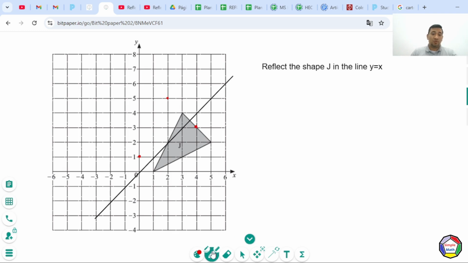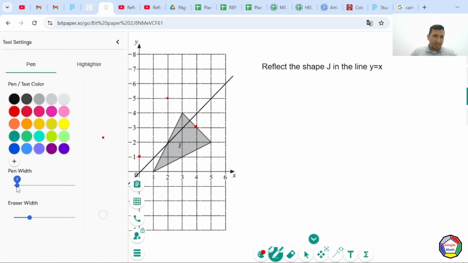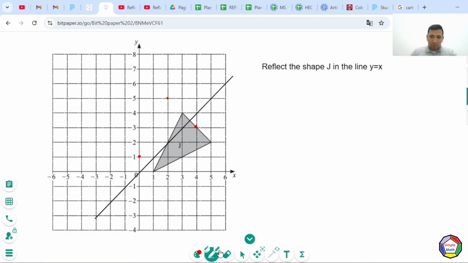What I'm going to do is to draw the new triangle. Let me change again the pen width. Let's put it like this. And then I will join the points. So I will join this one with this one, with this one, and this one with this one. Yes, and that is the triangle reflected through the mirror that in this case is a diagonal. Y equals x.